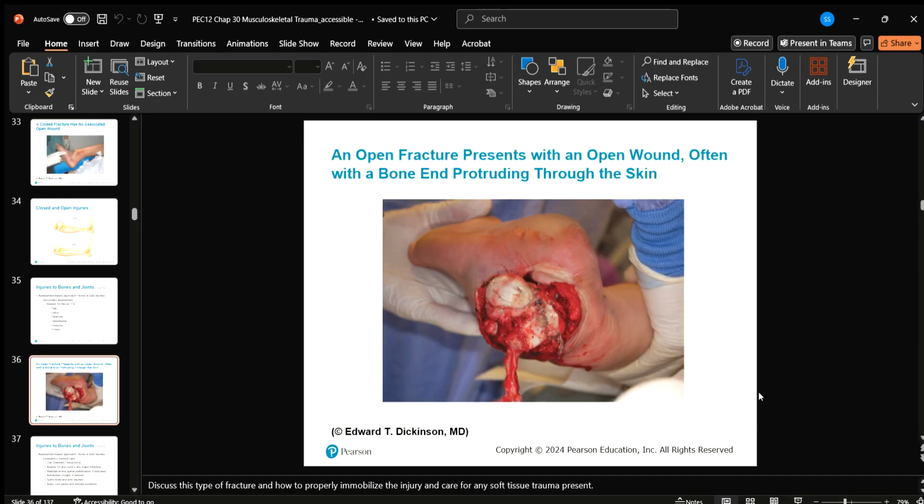Oh, yes. Okay, good. All right, so this is obviously an open fracture. The continuity of the skin is broken. We can see the bone protruding through. This is a foot. We can see that the larger bone and the ankle are just protruding.